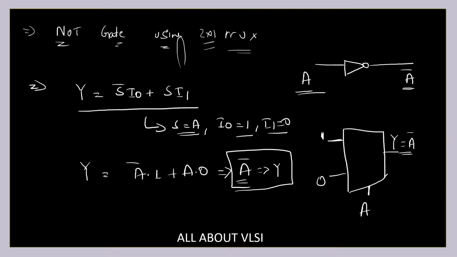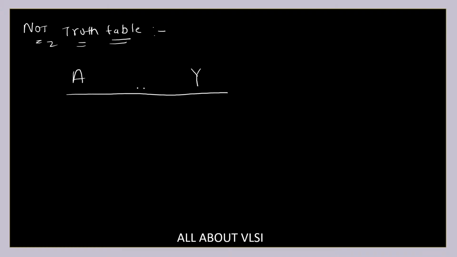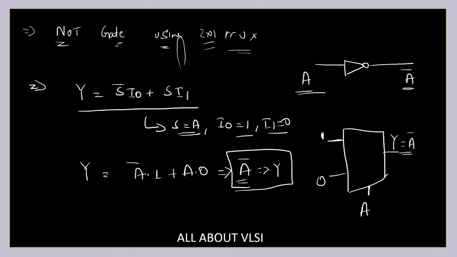Now, I have another method, where I simply take the NOT gate truth table. If I take the NOT gate truth table, I can implement it that way as well. Let us try to understand. I take A over here, and this is my Y. If the input is 0, the output is 1, and if the input is 1, the output is 0. This is my NOT gate truth table.